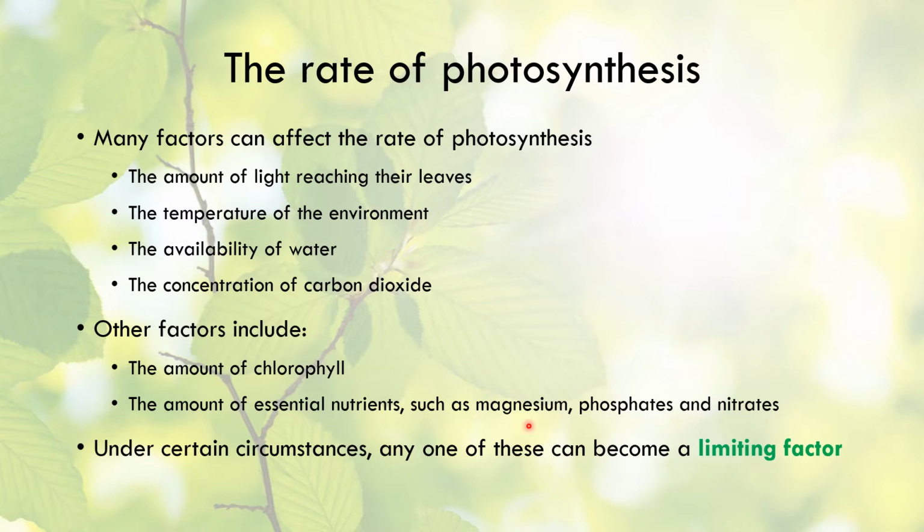Like how blood cells need iron, the plant cell needs magnesium, phosphates and nitrates in order to allow photosynthesis to occur. So again, essential nutrients are really important. Sometimes if you look at a plant, and citrus are a prime example of this, their leaf starts to go yellow, and it's a deficiency of magnesium.